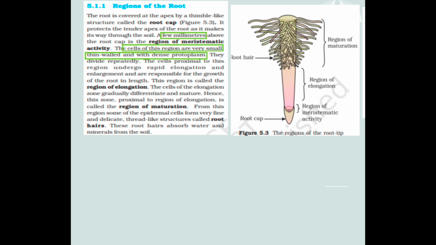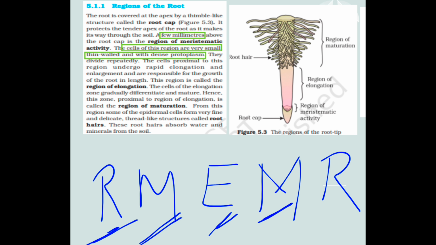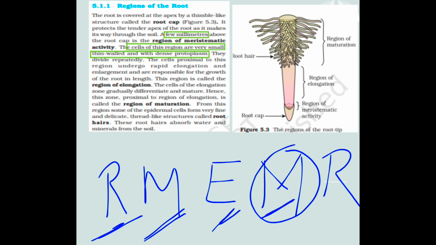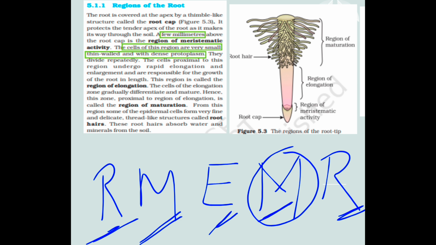Regions of root. For regions of root, we have a mnemonic, a palindromic sequence, which is R M E M R. So, the first R stands for the root hair. Next is region of maturation. Next is region of elongation. Fourth is region of meristematic. The meristematic cells are very small and thin-walled with dense protoplasm, and they divide repeatedly. Our last is root cap. Root cap protects the tender apex of root.